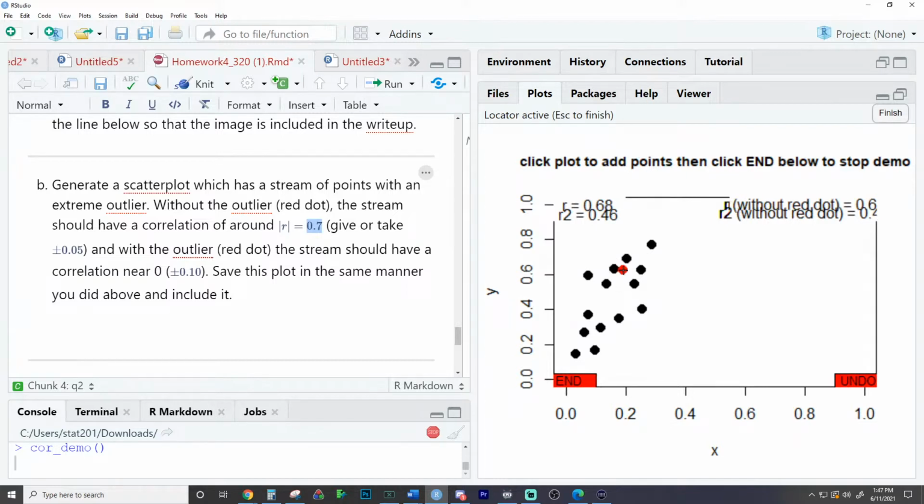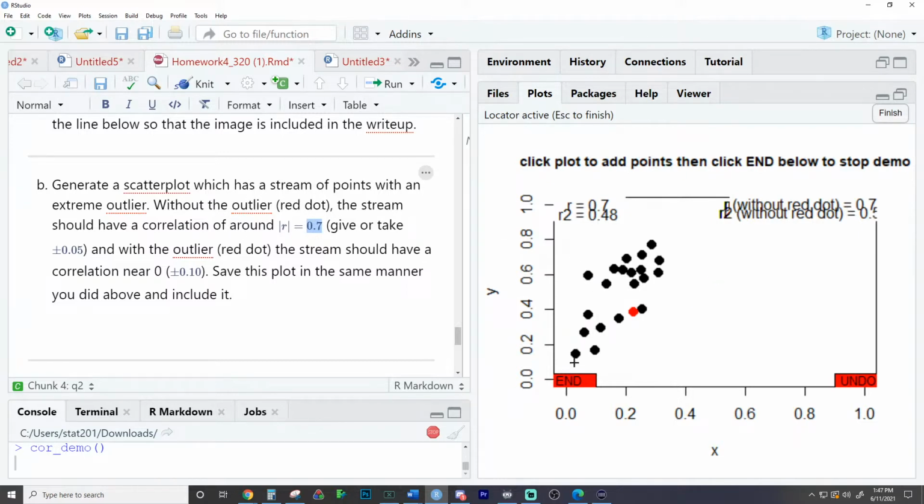Oh, make it a little stronger. A little stronger. A little stronger. Too strong. A little weaker. A little weak. Weak. Oh, that made it stronger. No. There we go. Look at that. So this is, the stream should have a correlation around this.